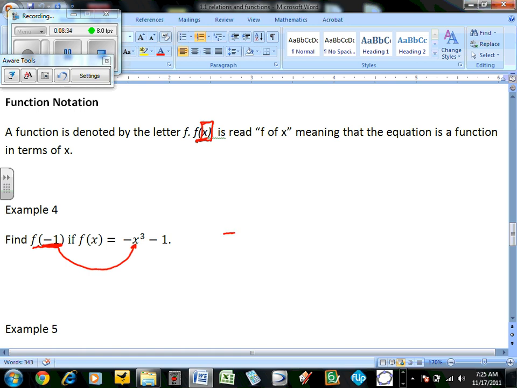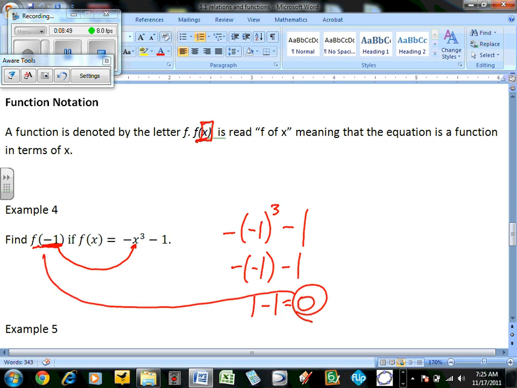So I have (-1) cubed minus 1. (-1) cubed is -1. A negative times a negative is a +1, minus 1 is 0. So f of -1 is 0. And what we have there is an ordered pair, (-1, 0), because -1 is my x value, the thing I plugged in for x. My output, my y value, is what I got when I plugged -1 in, which is 0. Okay?